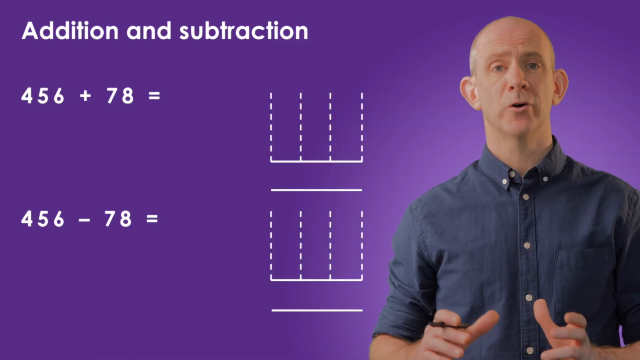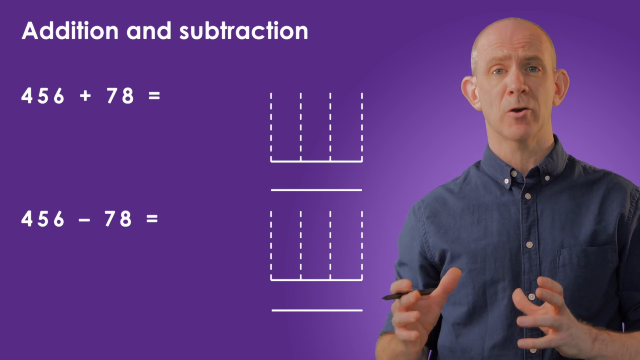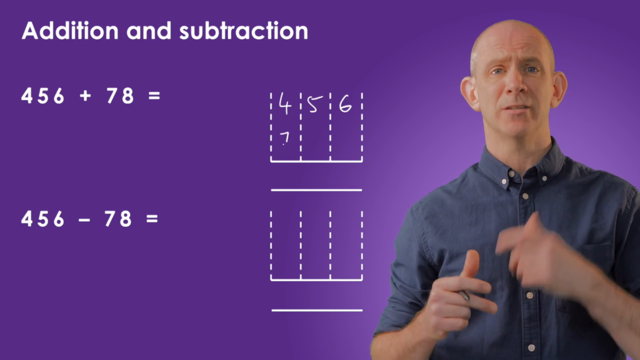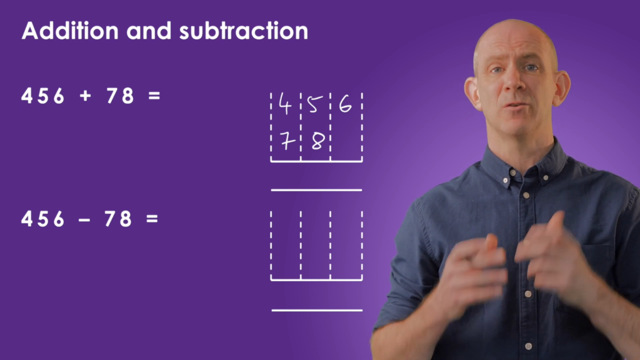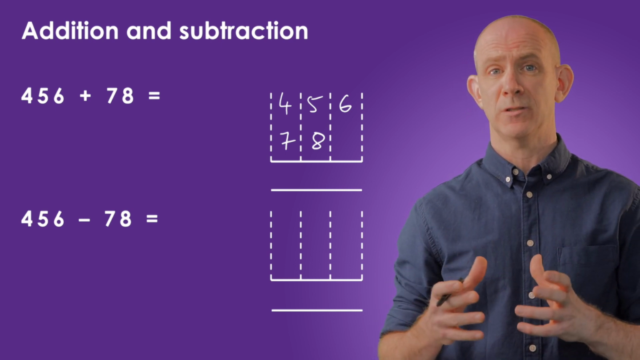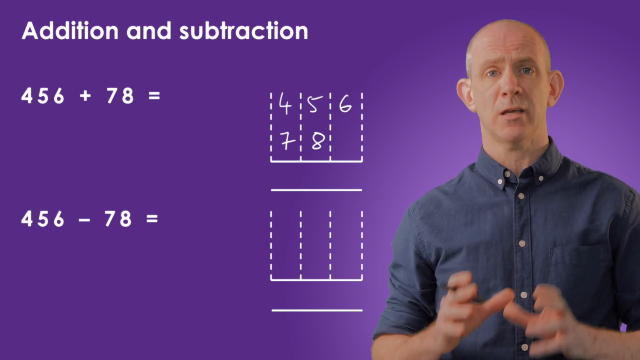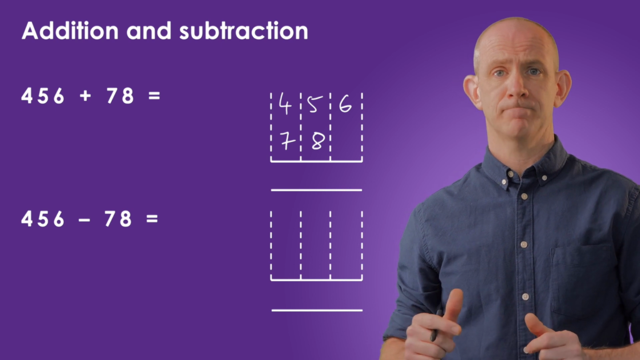So here we're adding 456 and 78. We could make the mistake of lining them up incorrectly, which is something I often see happen in a class. So you line the 7 underneath the 4, which would mean that the 10s in the 78 are being added to the 400s in the 456. It's better to make sure that you line up the units with units and tens with tens and so on. So let's erase that and put that in correctly.